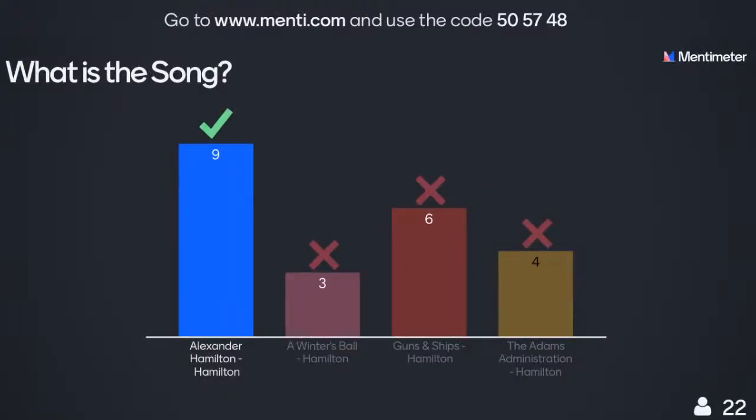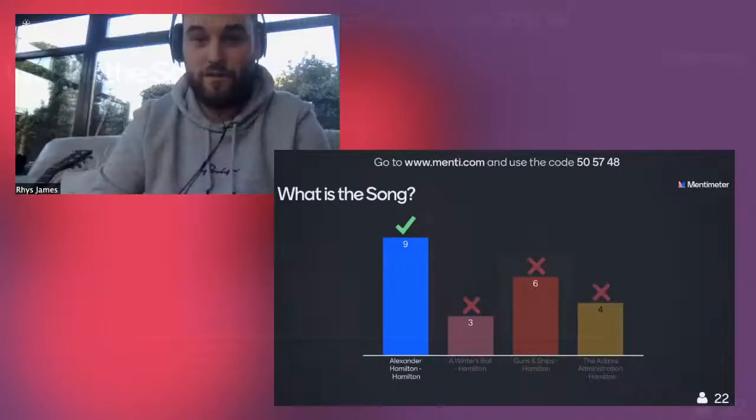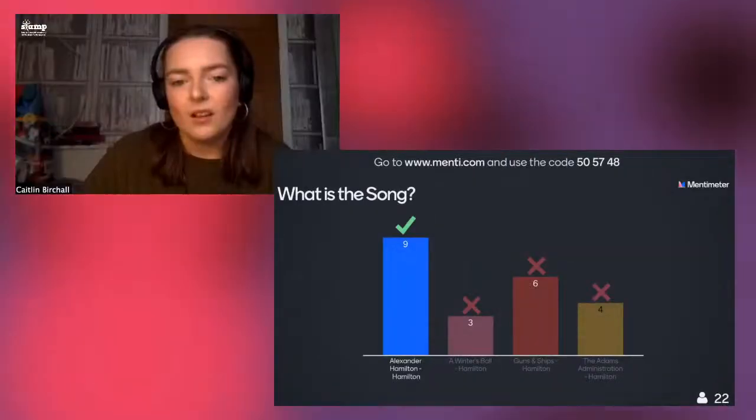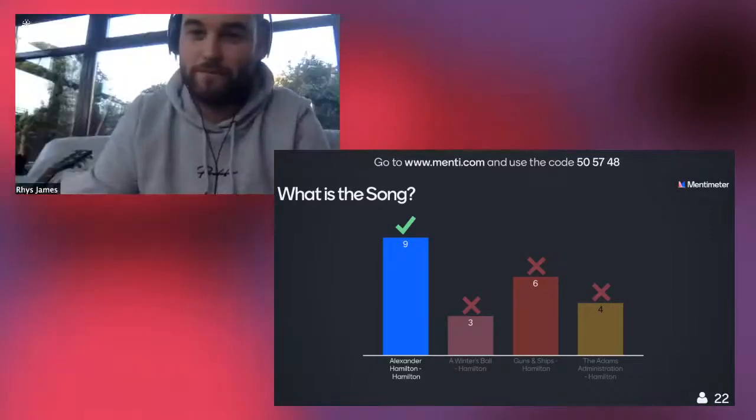It's completely split the voters there. Wow. So the correct answer was Alexander Hamilton from Hamilton. Well done. The first song on the show. The ship is in the harbour now.